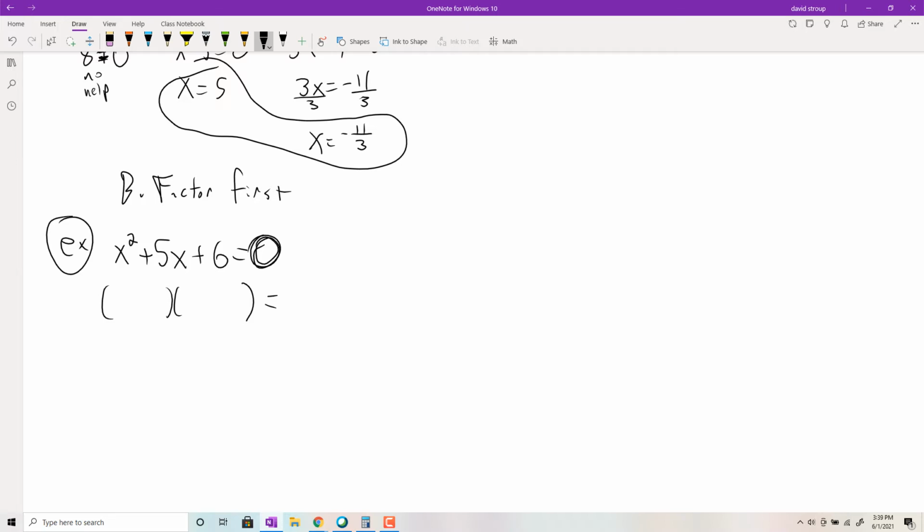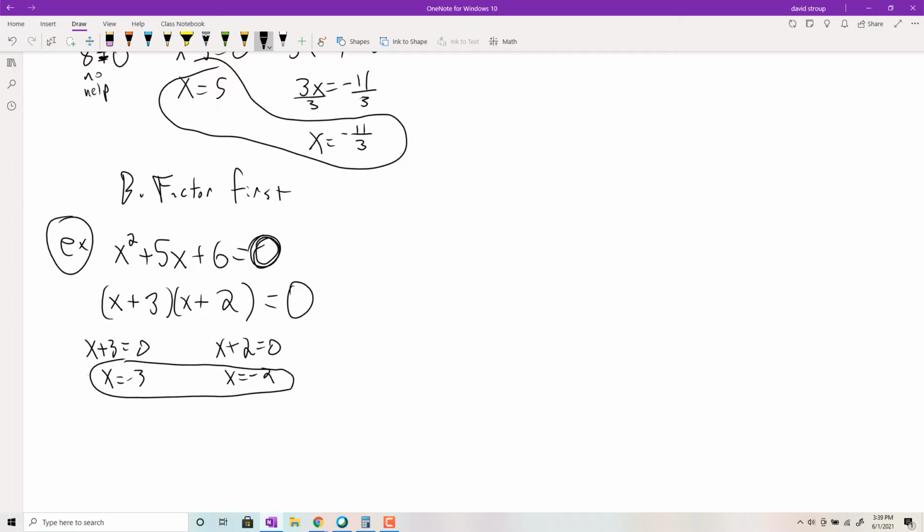Using all those methods. So here there's an x plus, and then two numbers that multiply to 6 but add to 5. So 3 and 2, right? And that equals 0. Then you take each factor and set it equal to 0, and solve. And there's our answers: negative 3 and negative 2.